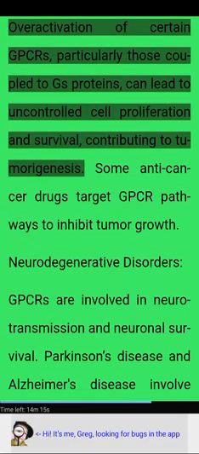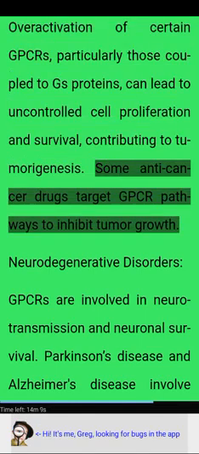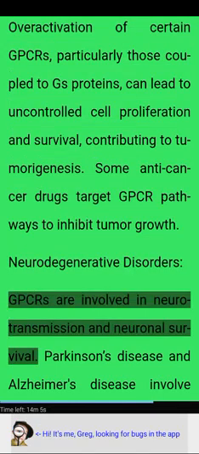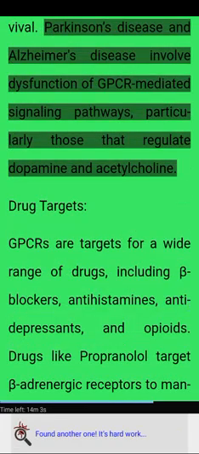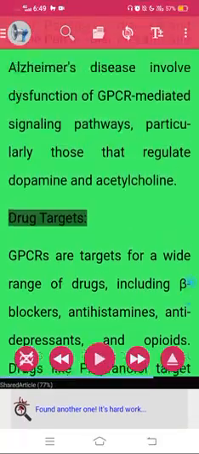Overactivation of certain GPCRs, particularly those coupled to Gs proteins, can lead to uncontrolled cell proliferation and survival, contributing to tumorigenesis. Some anti-cancer drugs target GPCR pathways to inhibit tumor growth. Neurodegenerative disorders: GPCRs are involved in neurotransmission and neuronal survival. Parkinson's disease and Alzheimer's disease involve dysfunction of GPCR-mediated signaling pathways, particularly those that regulate dopamine and acetylcholine.